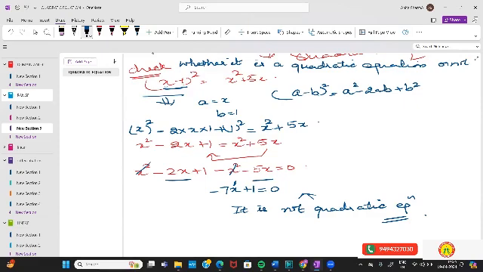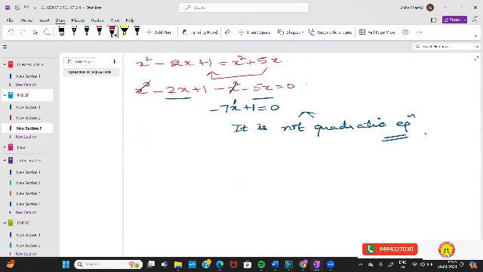Now, what do you mean by the roots of a quadratic equation? So in this, the word roots will come. Roots are the solutions of the equation. Yes, roots, you can say zeros, the solution of a quadratic equation.